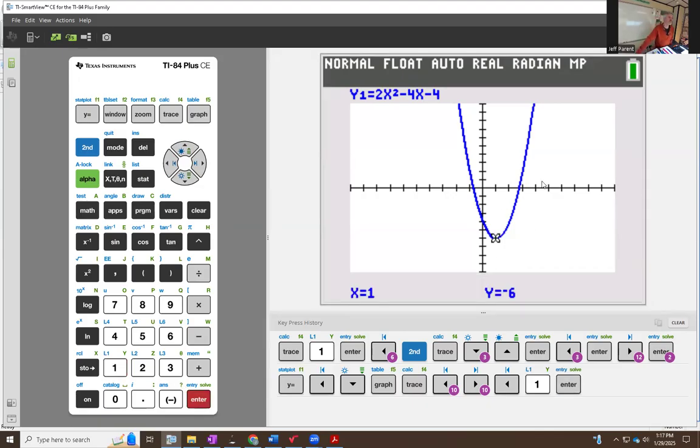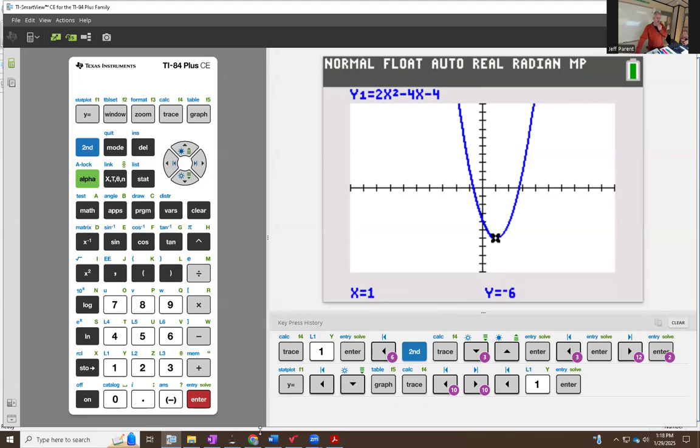Yeah, I was more referring to, when I tried to type in 0 to get those two x-intercepts, it didn't pop up there, it popped up on the y-axis. Let me look at your calculator and see what you got going.